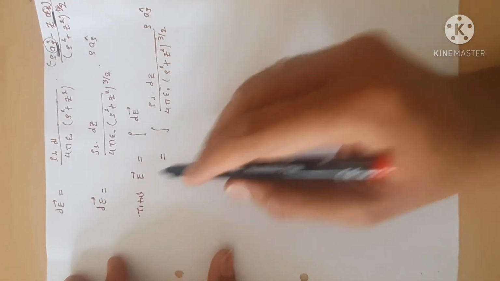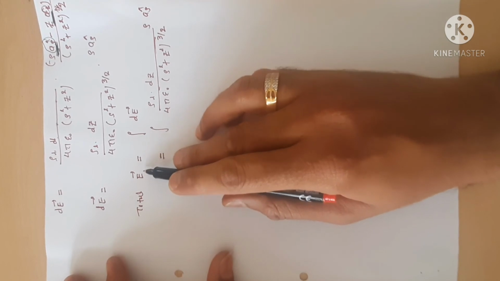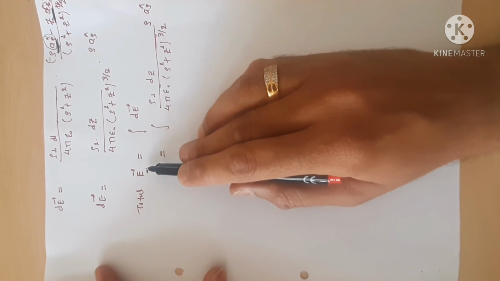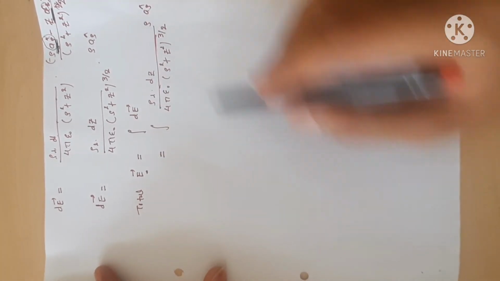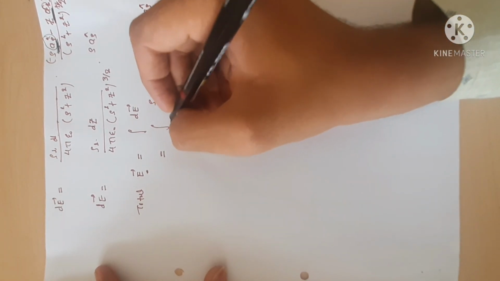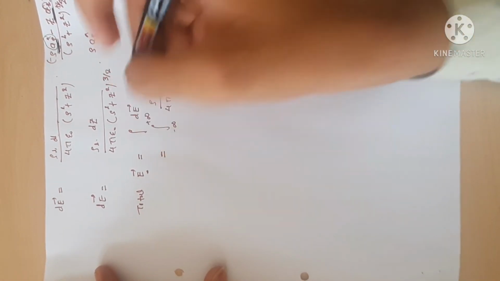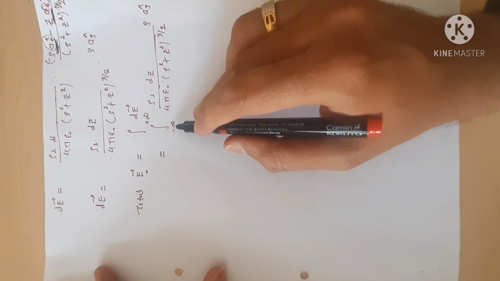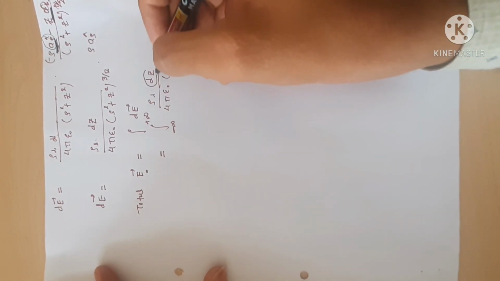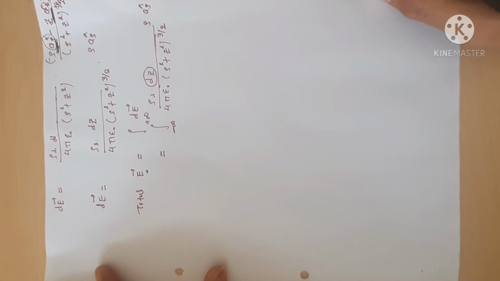Now we have to find the total electric field, which is the integration of this dE. This total electric field is due to the infinitely long wire, so I will do the integration of this term. What is the limit? The limit of this integration is minus infinity to plus infinity. Why minus infinity to plus infinity? Because my infinitely long wire extends from minus infinity to plus infinity, and we have to take the integration with respect to dz.